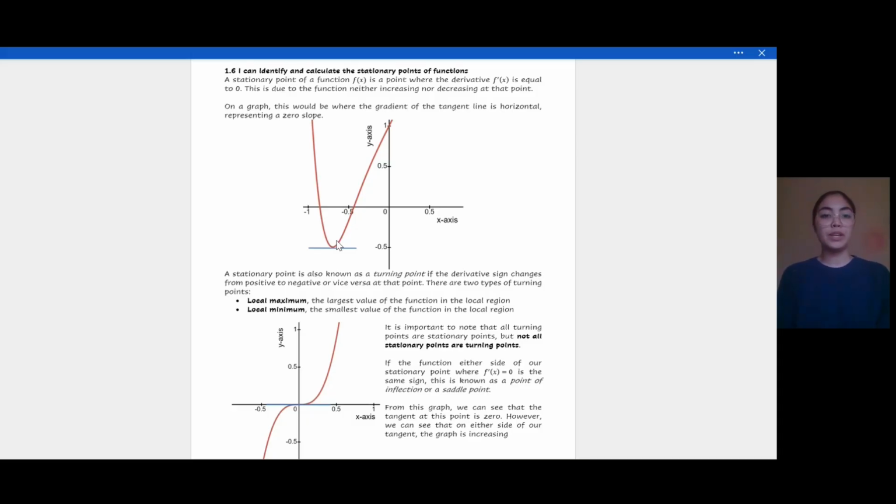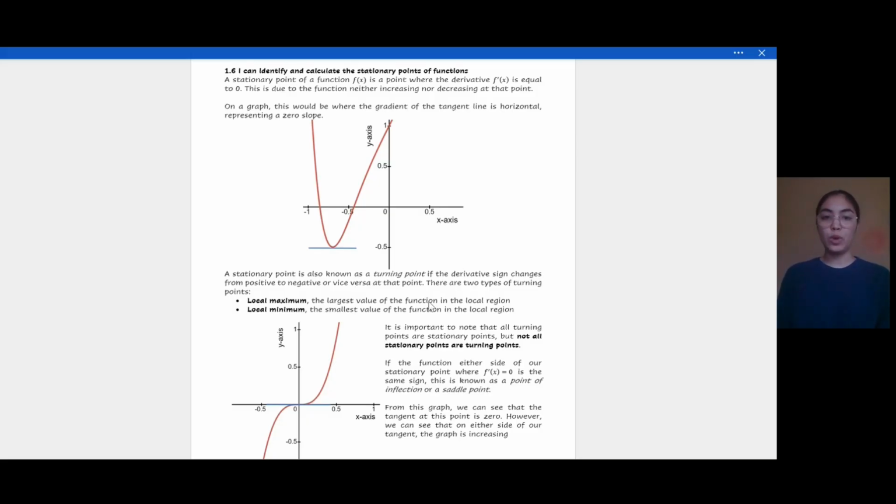Because this is going from decreasing to increasing values, I can also see that this is a local minimum. This means that the value at this point is the smallest in the local region surrounding it. Whereas if we had a function that was increasing, then got to my stationary point, and then was decreasing, I'd have a local maximum here.